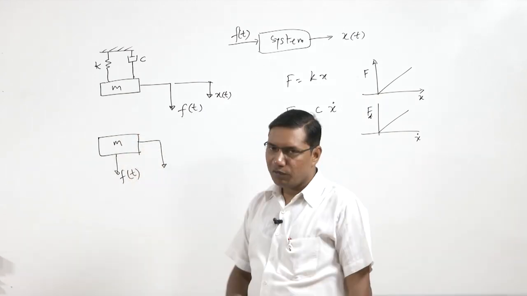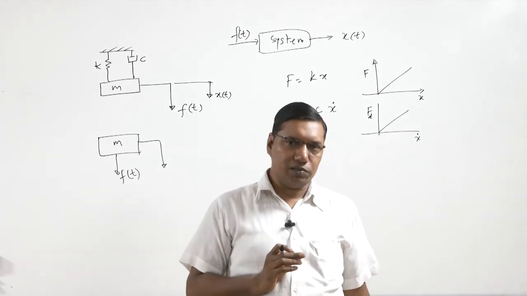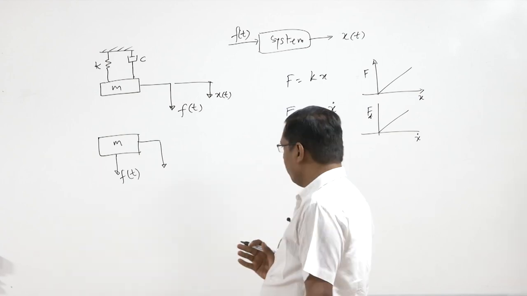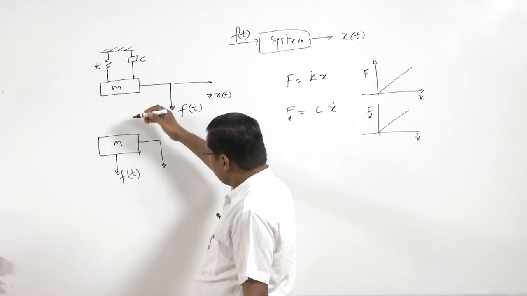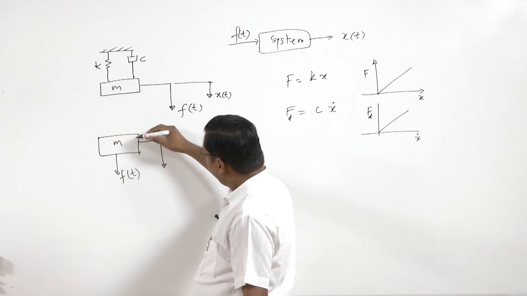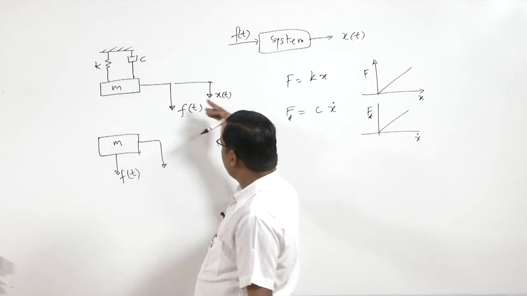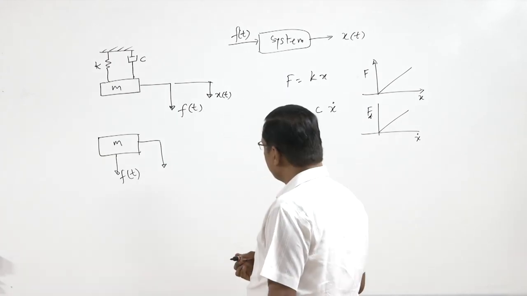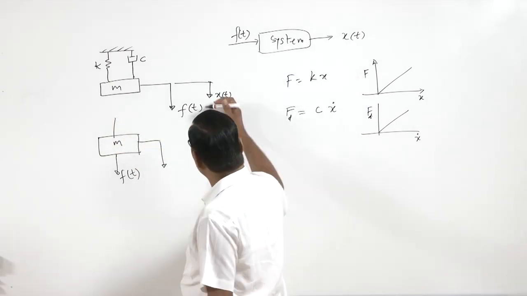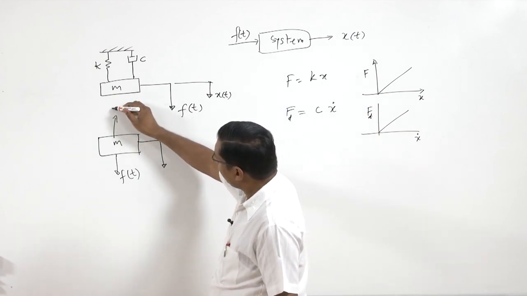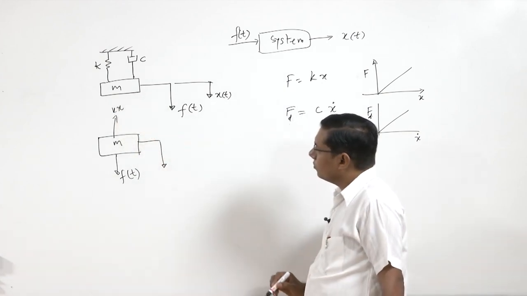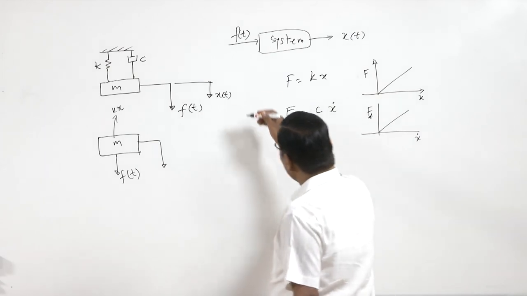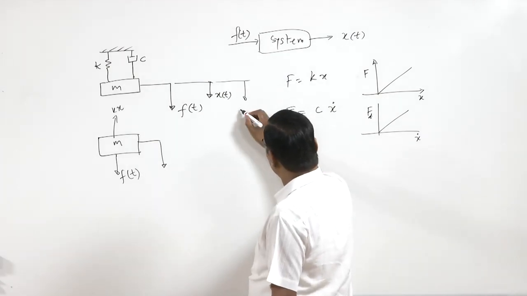In a free body diagram we show all the forces acting on the system: action, reaction force, inertia force. So here F(t). If this mass is displaced by x, the spring will apply a reaction force, that is k times x, opposite to the movement x. So this is kx. Similarly, the damper will have some velocity x dot(t).